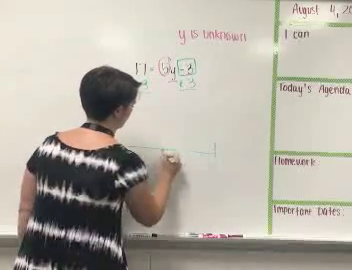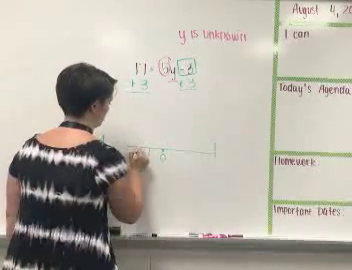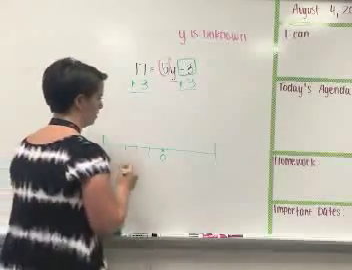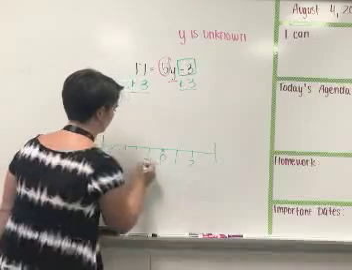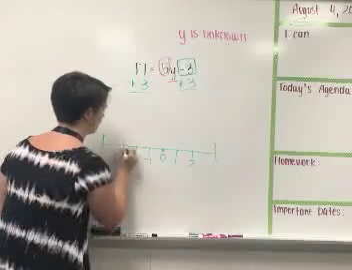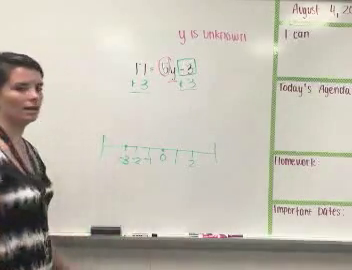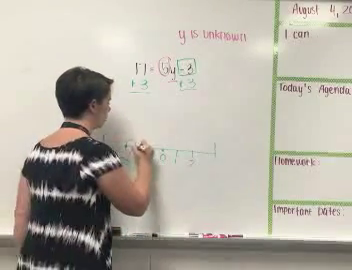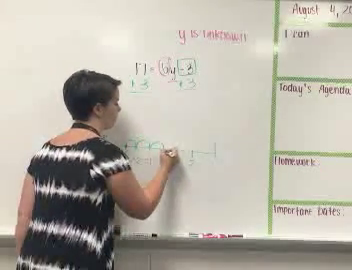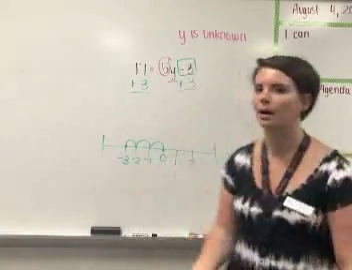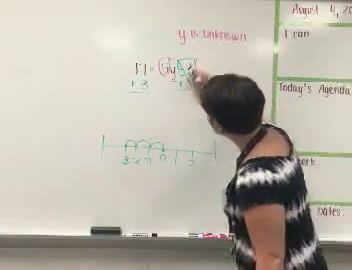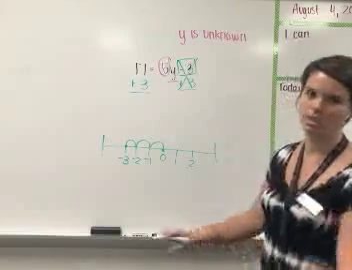When I have positive 3, I draw a number line out. Here's my 0. This is 1, this is 2, this is negative 1, this is negative 2, this is negative 3. If I'm at negative 3 and I add 3, 1, 2, 3, where do I end up? I end up at 0. My negative 3 is canceled out by my positive 3. Cancel it out. Done with it.